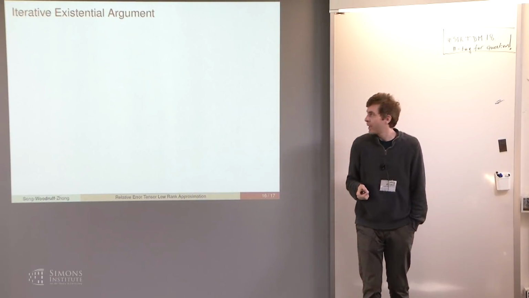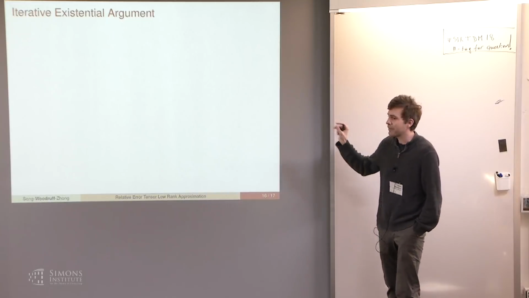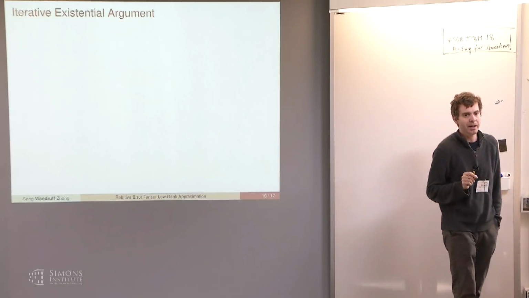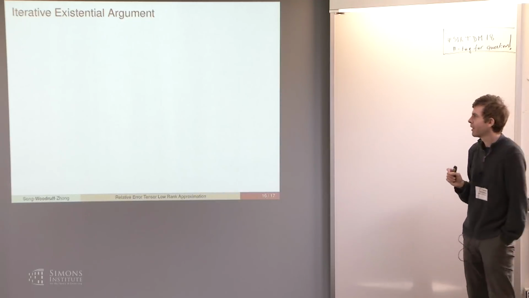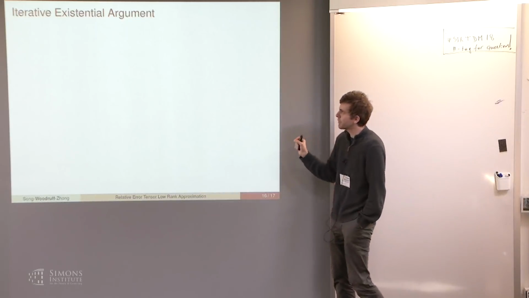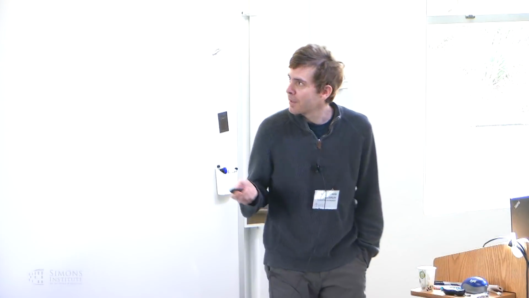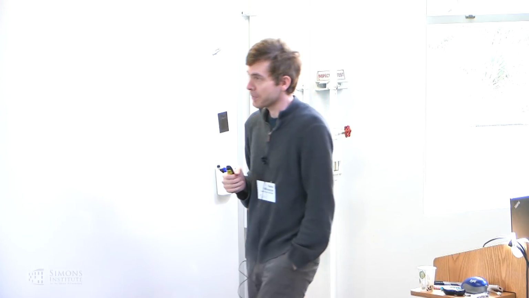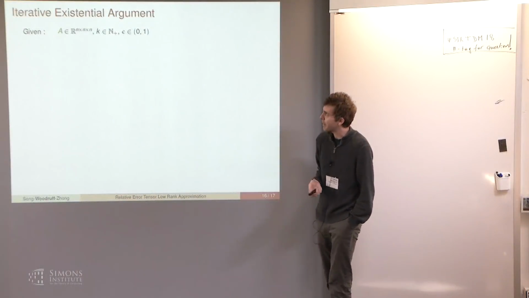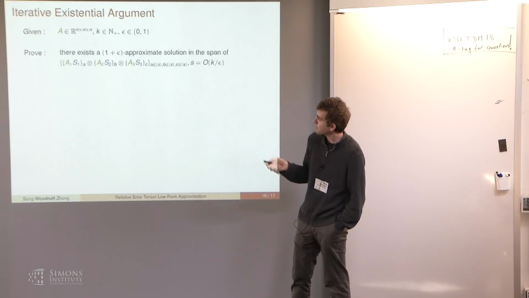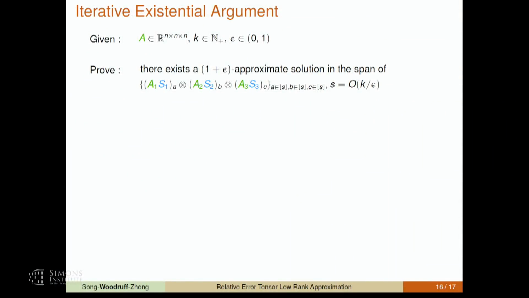Okay, so let me just quickly give a slide. Those are our results. Let me just quickly give a slide about the technique that we use to get these bounds. We call it an iterative existential argument, and it works as follows. So I have this n by n by n tensor. The algorithm is really, really simple. Okay, so this is all it does.